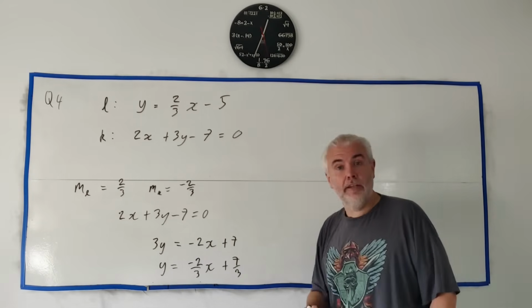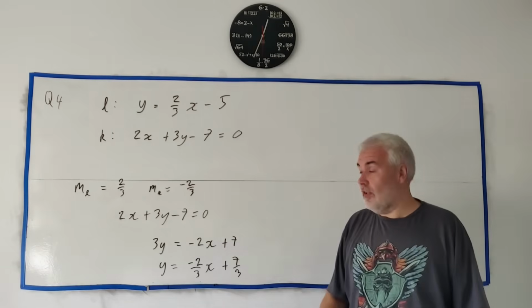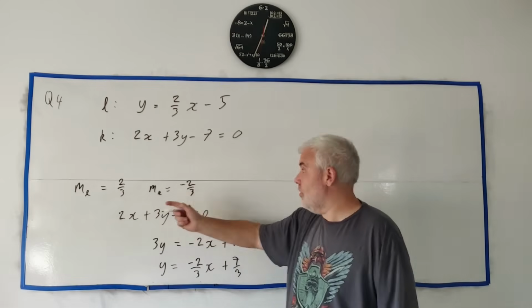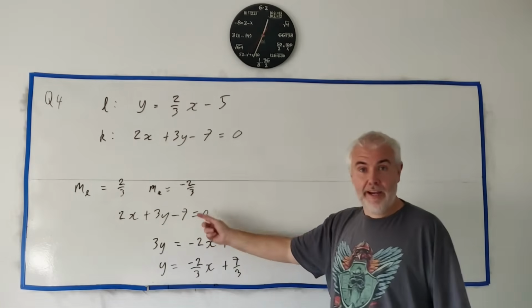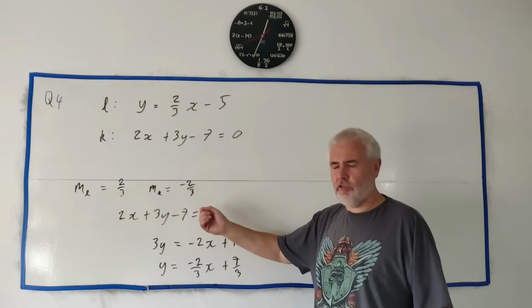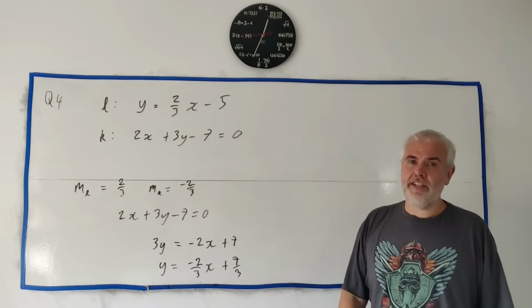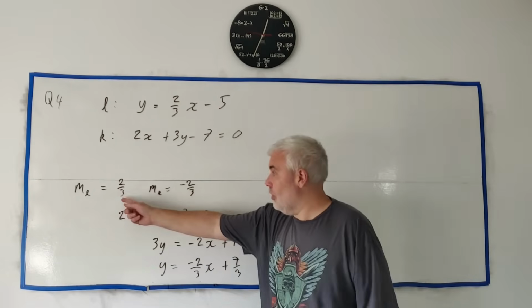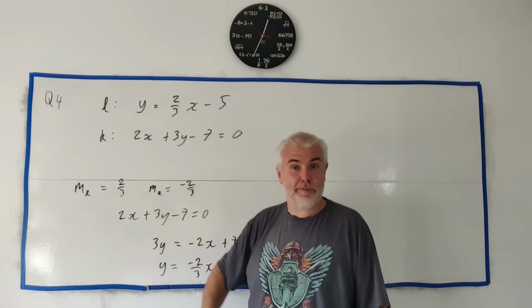Are they parallel? Some students might have said yes, because they look similar, don't they? But they're not. One is 2 over 3, the other is minus 2 over 3. That's very different. One goes up, the other goes down. That's what minus does. Are they perpendicular? Maybe. Well, I can straight away say no, because a lot of students will remember, turn it upside down and change the sign. This has changed signs, but it hasn't turned upside down.